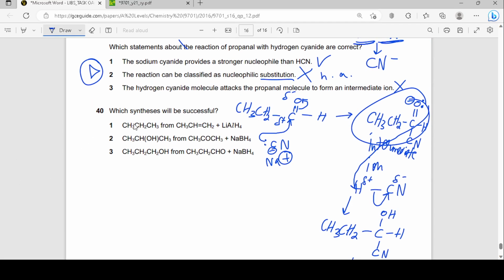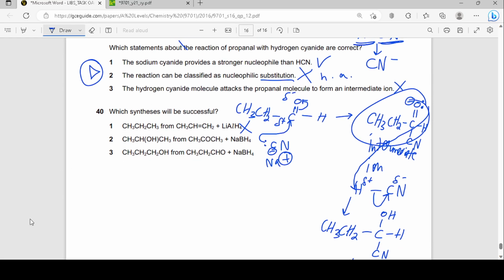Which syntheses will be successful? Okay. CH3CH2CH3 from CH3CH=CH2 plus LiAlH4. Well, no, it will not be successful, because it's an alkene. Alkenes cannot be reduced by LiAlH4. I mean, alkenes can be reduced by hydrogen gas in the presence of nickel catalyst at high temperature and pressure, like 150 degrees Celsius to 200 degrees Celsius, but they cannot be reduced by LiAlH4 in dry ether. So one will not be successful.